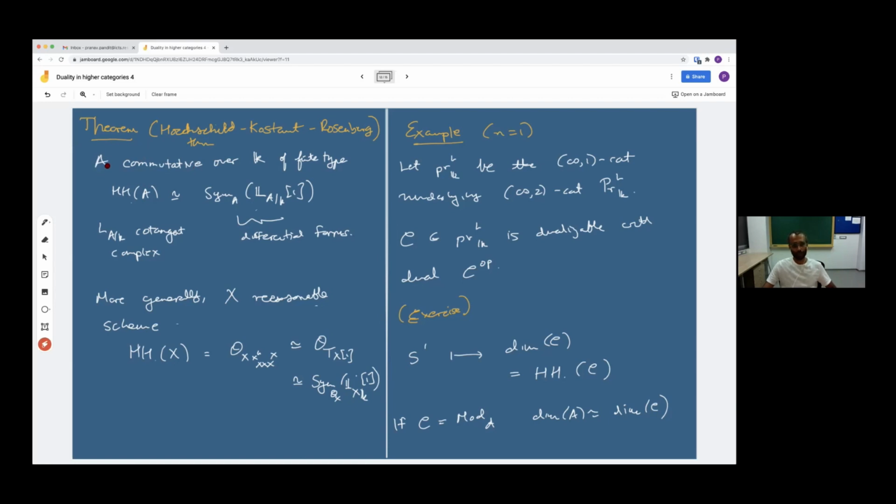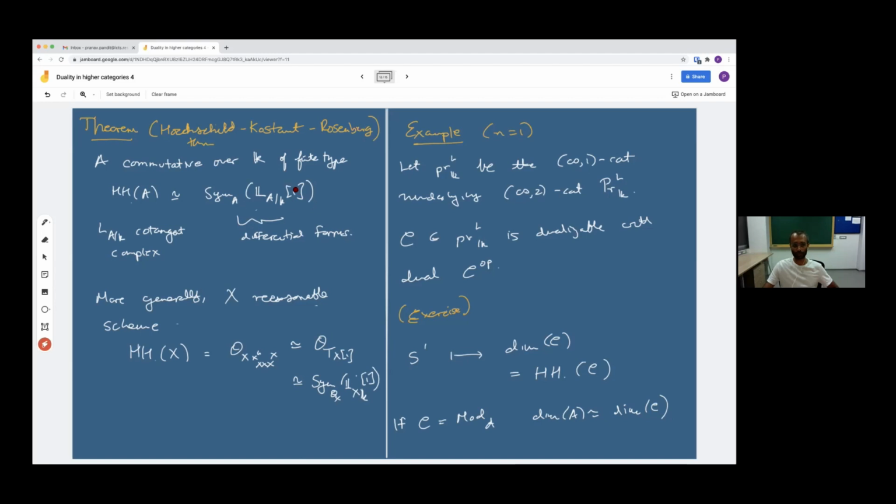So if A is commutative, there's a theorem due to Hochschild, Kostant, Rosenberg, which also has a beautiful geometric argument behind it, which I don't have time to do today. But I just want to state the theorem to connect this to geometry and commutative algebra. So if A is commutative of finite type, then HH of A is the symmetric algebra on the cotangent complex of A shifted by 1.